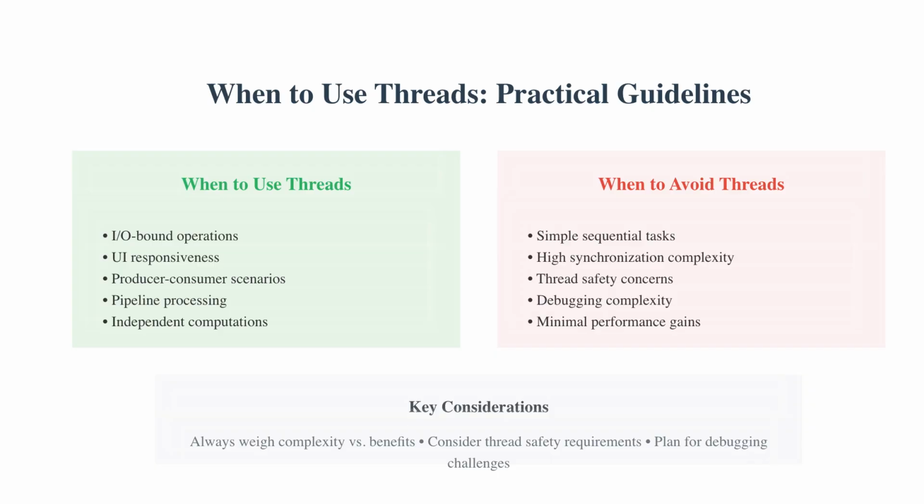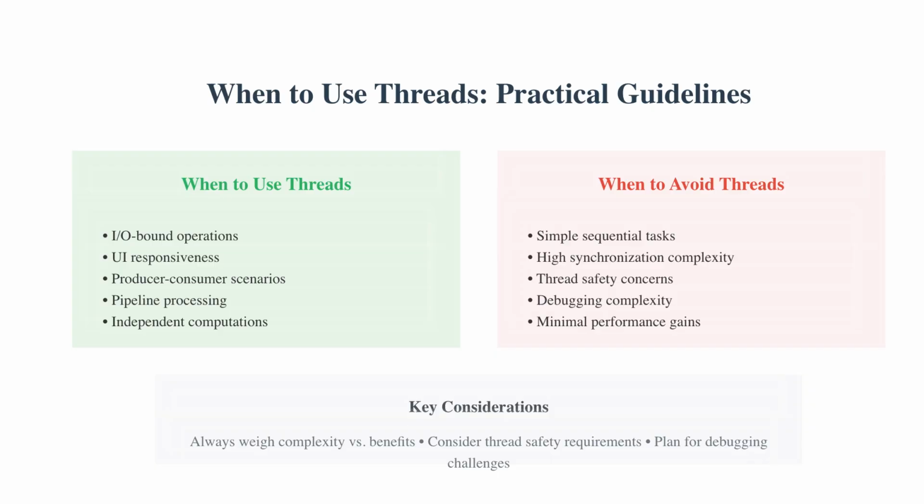Now that we've seen the CPU utilization graphs and how the system manages resources, let's move into practical decision-making. This is where theory meets real-world application, understanding when threading actually makes sense for your programs. Today, we'll explore practical guidelines for when to use threads. This isn't just about knowing how threads work. It's about making smart architectural decisions in your software projects.